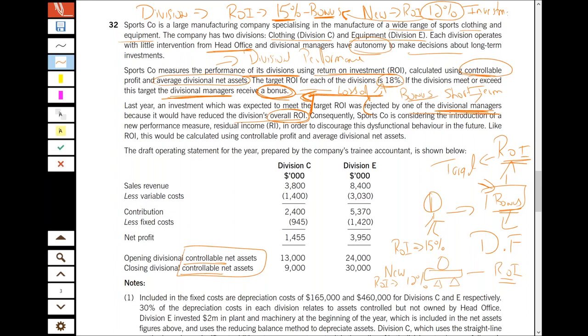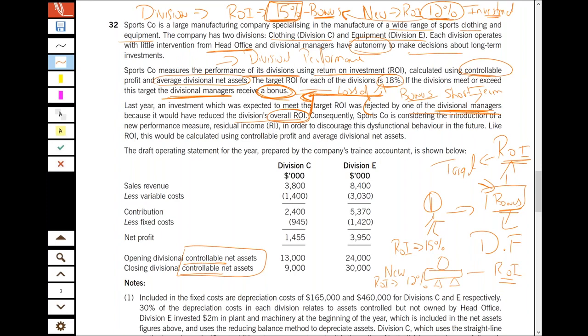And if the target of 15% will not be achieved, this will result in what? Loss of bonus. Are you getting the point? So this is what manager will check, whether they are getting the bonus or not. So they will reject any investment whose ROI is less than the target. Understood? Come on, confirm. Yes or no? Okay. Now, let's bring a twist in the story.